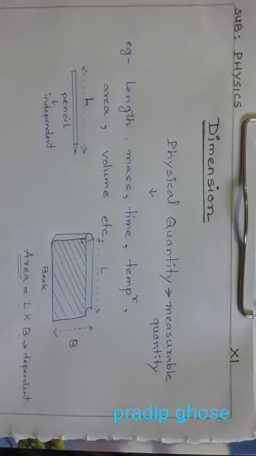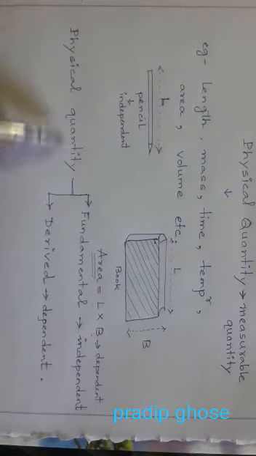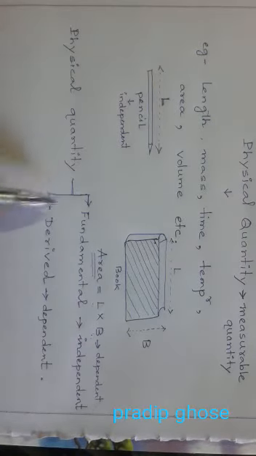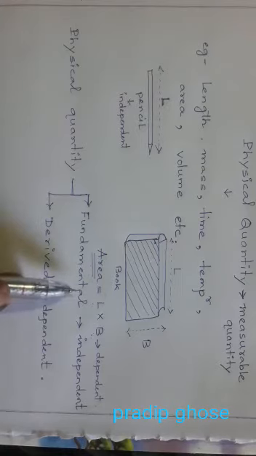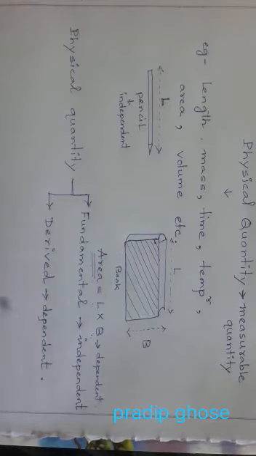Thus, we classify physical quantity in two groups. One is independent, which is called fundamental quantity, and the other one is dependent, which is called derived quantity. Thus, physical quantity has two types: fundamental quantity, which is independent quantity, and derived quantity, which is dependent quantity, dependent on fundamental quantity.